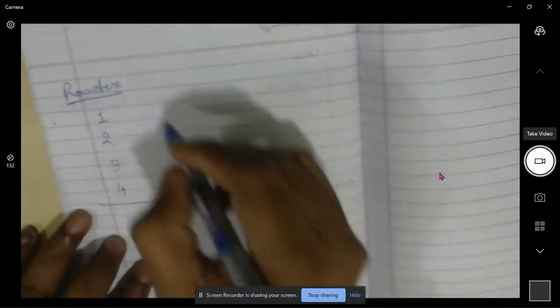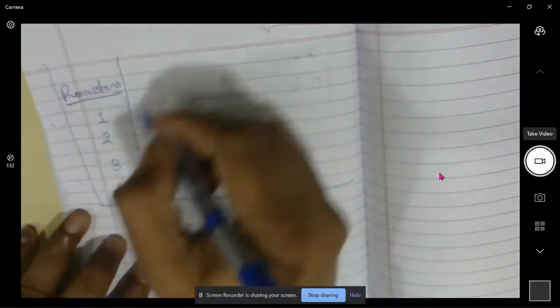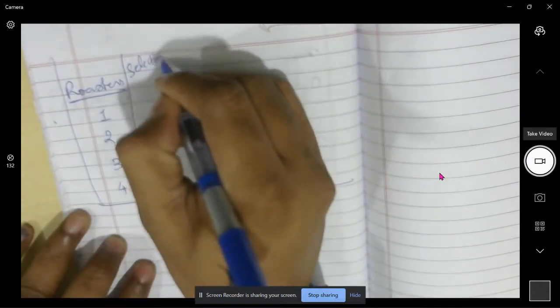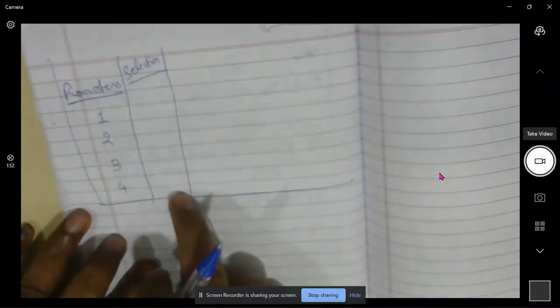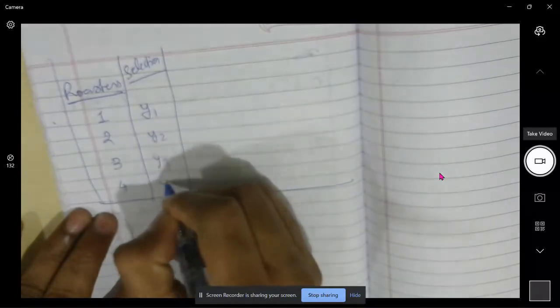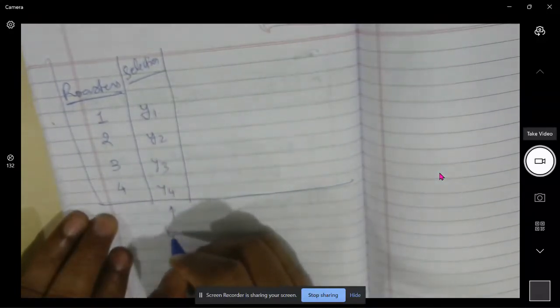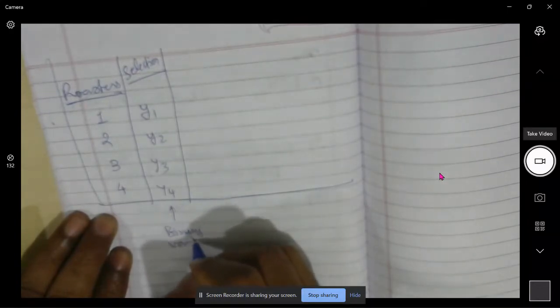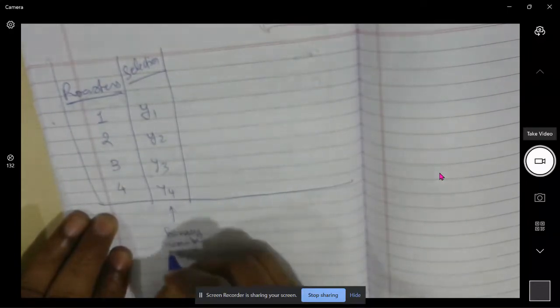Now we have cities. Here is the selection of roasters, whether this roaster is selected or not. Then we have y1, y2, y3, and y4. These are binary variables, 0 or 1. If 0, then not selected. If 1, then we have selected that particular roaster. So that is this selection problem.